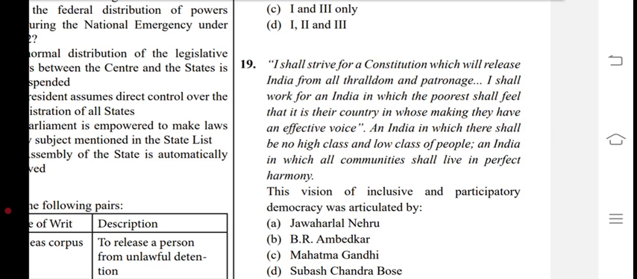I shall strive for the Constitution which will release India from all thraldom and patronage. I shall work for an India in which the poorest shall feel that it is their country, in whose making they have an effective voice, an India in which there shall be no high class and low class of people, and an India in which all communities shall live in perfect harmony.